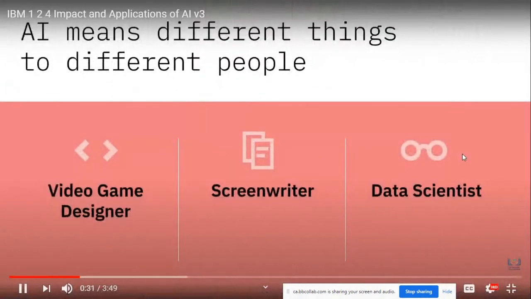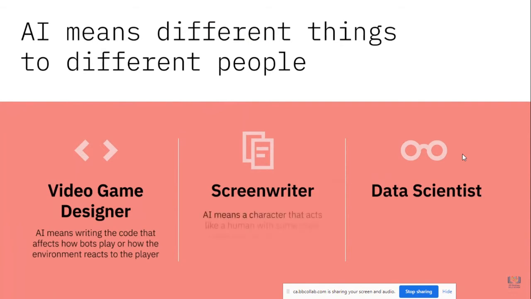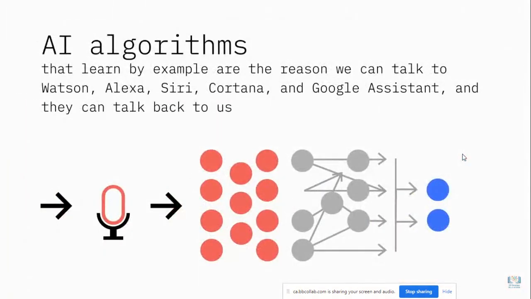AI means different things to different people. For a video game designer, AI means writing the code that affects how bots play and how the environment reacts to the player. For a screenwriter, AI means a character that acts like a human with some trope of computer features mixed in. For a data scientist, AI is a way of exploring and classifying data to meet specific goals. AI algorithms that learn by example are the reason we can talk to Watson, Alexa, Siri, Cortana, and Google Assistant, and they can talk back to us.